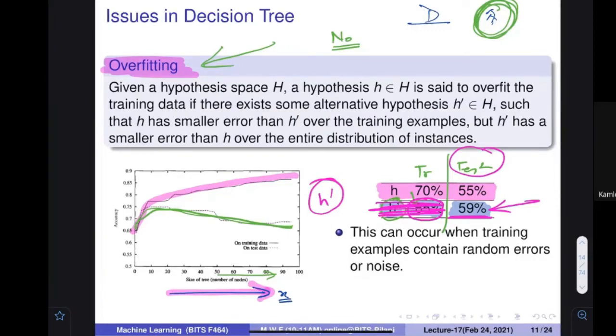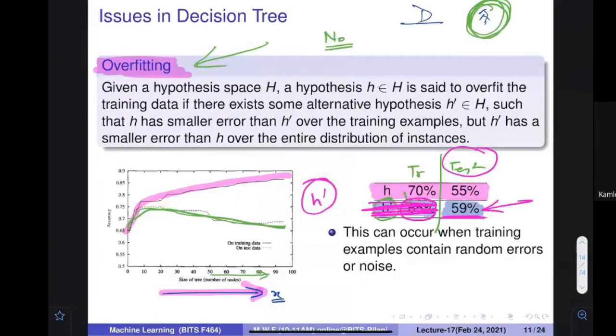So this is the meaning of overfitting: when you say that things are not good on the testing. If things are good on the testing, then it is not overfitting. Higher accuracy on the training but lesser accuracy on the testing is called overfitting.